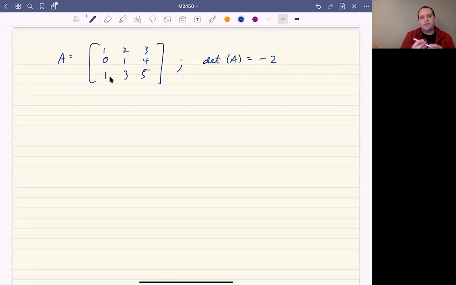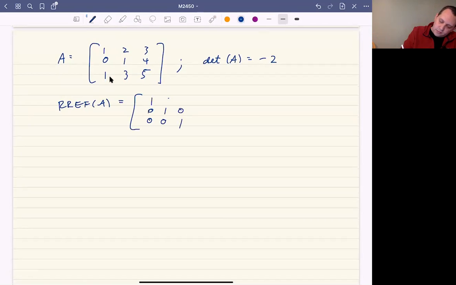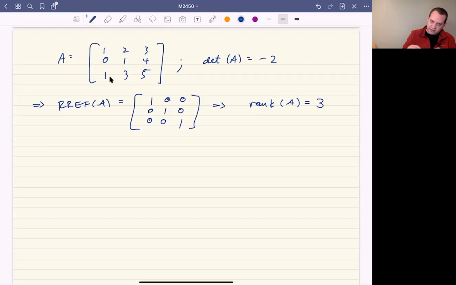What's the reduced row echelon form of A if the determinant of A is non-zero? Well, this tells us that the reduced row echelon form of A is going to be the identity. And what does that tell us? Well, that tells us that the rank of A is going to be 3. So this is a matrix, and the way that we're going to say this is that it has full rank, right? The rank is as big as it can be.